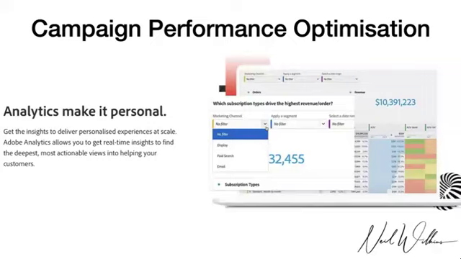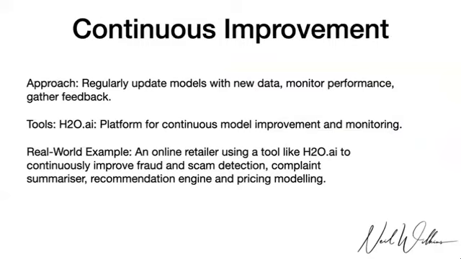And of course, by default, this is actually going to help the relationship too. So by optimizing your campaign performance, by getting closer, more intimate with your customers through these AI tools and the predictions that they enable, you are going to get far deeper customer relationships. And this should be something that you can build into your continuous improvement plans. Regularly updating these models with new data, monitoring the performance, gathering feedback, enables you to continuously improve.